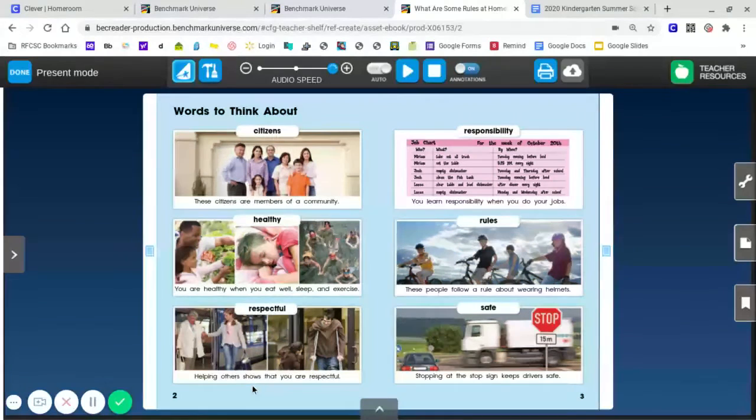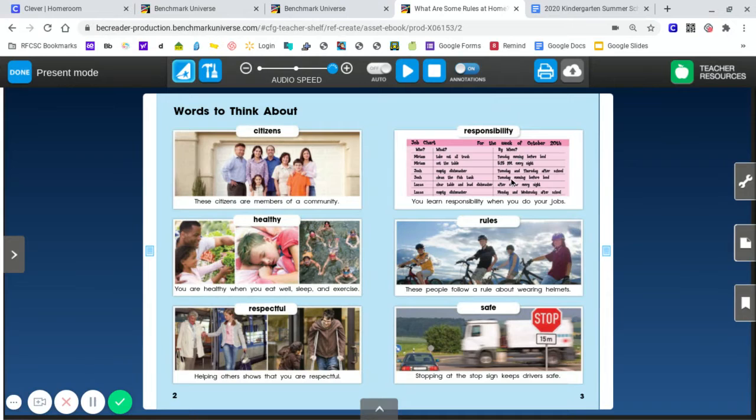Respectful. Helping others shows that you are respectful. Responsibility. You learn responsibility when you do your jobs. So this looks like it is a chore chart. So it looks like these are the kids that are at home. And it looks like these are the jobs that they have to do and what they have to do and when they have to do it.